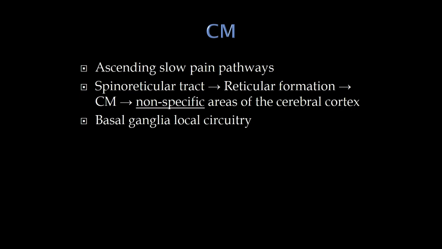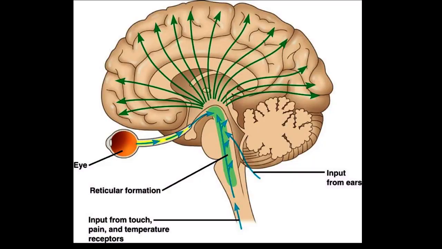Okay, and I'll mention that the centromedian also has a role in basal ganglia circuitry. So here's pain information from your arms and legs and maybe your face as well, going through the reticular formation. Okay, and it goes up to the centromedian nucleus, which is the area of the thalamus, so it's somewhere in here. And from there, it projects to the entire brain. Okay, so again, it's a little different, very non-specific in terms of its communication with the brain. Yes?